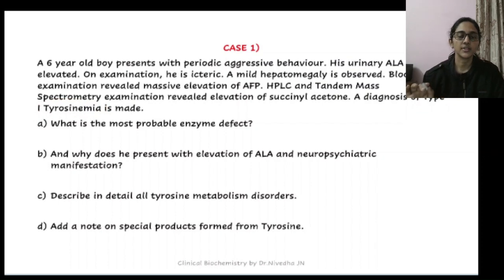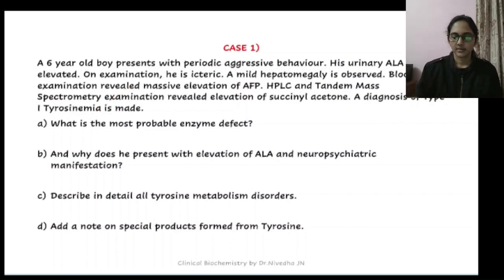So most of the questions they had asked are clinical case based, and they had actually given you the diagnosis. If they have given you the diagnosis, then it's pretty simple for you. You need not break your head in diagnosing it. But what you need to know is these topics, you have to learn the theory part, right? So let's see. This is a case of type 1 tyrosinemia.